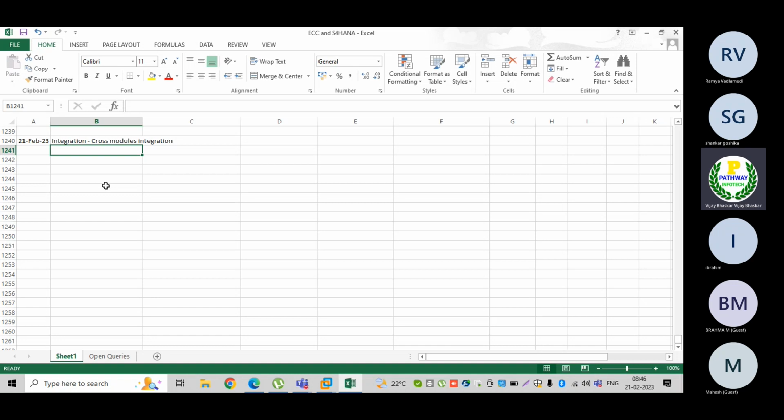Invoice verification will happen in finance. Why should invoice verification happen in finance? The reason is that stores people are not aware of what kind of taxes need to be applied or what the freight charges are. Some information may mismatch, so that could be the reason invoice verification happens in finance.